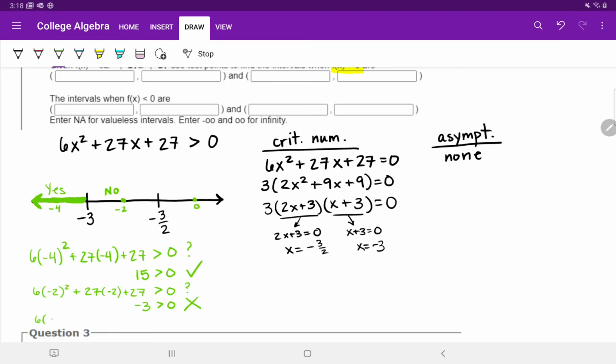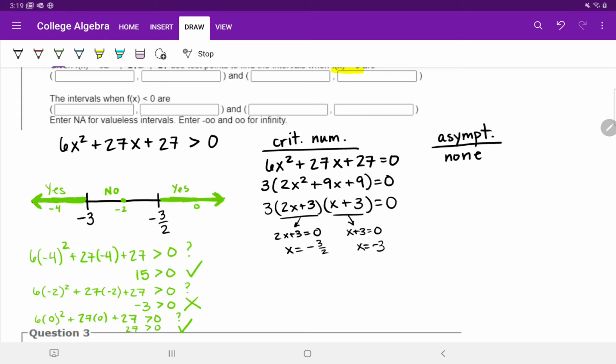We'll plug in 6 times 0 squared plus 27 times 0 plus 27 is greater than 0. Is that true? Well, this simplifies down to 27 is greater than 0. That is absolutely true. So these points are all a yes as well. So all of these points going all the way up to positive infinity are part of our answer.